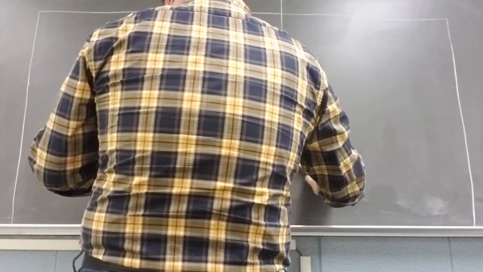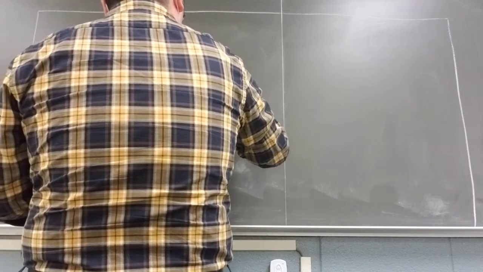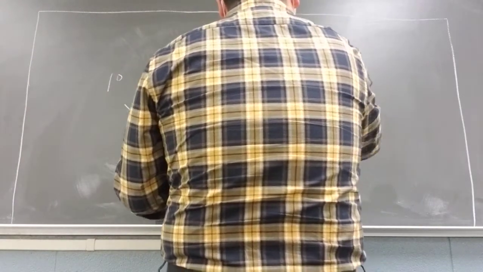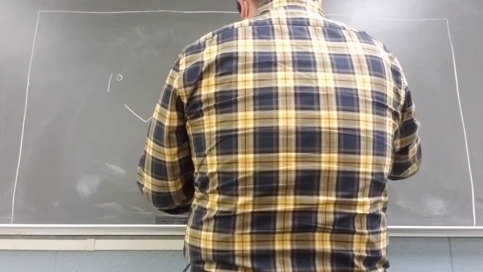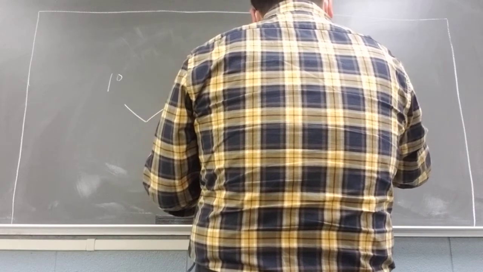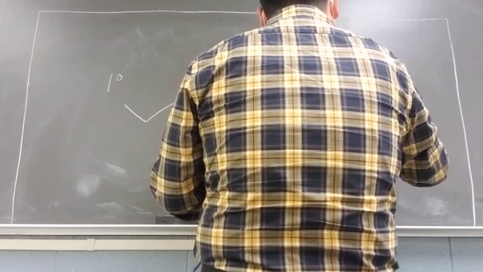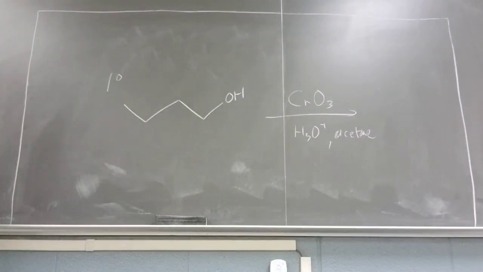All right, let's try. So this is only for primary alcohol. I'm going to treat it with chromium trioxide under acidic conditions with some acetone as the medium. About 1 minute. This is only for the primary case.